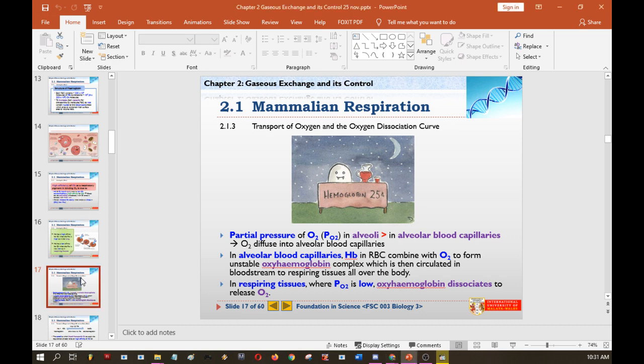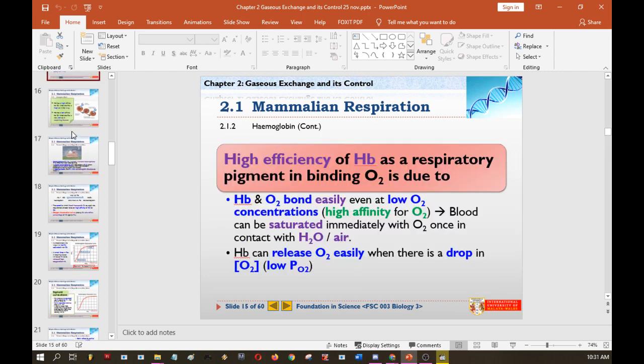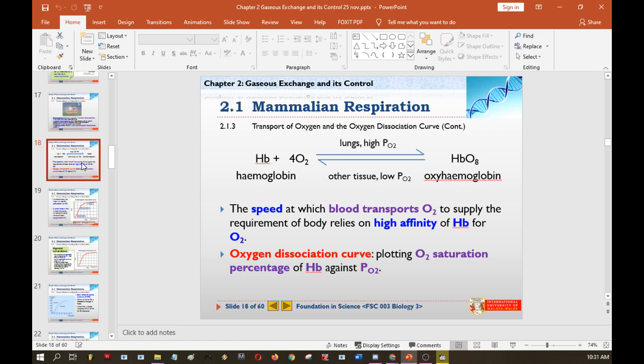Okay, so let's continue. Hb has high affinity for O2. Okay, we have done here. The speed at which blood transports O2 to supply the requirement of the body relies on the high affinity of Hb for O2.